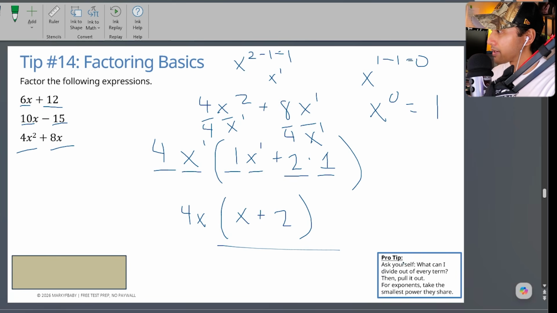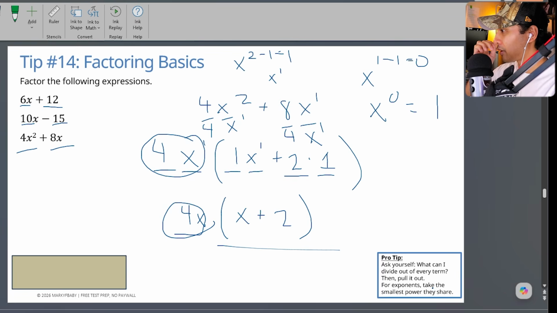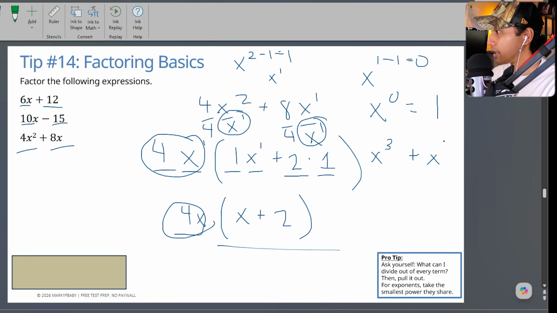Okay, the pro tip is ask yourself, what can I divide out of every term? Then pull it out. And we pulled it out here. For exponents, take the smallest power they share. And in this case, it was the x, the lowest one. If you have an x to the third plus x squared, then you would divide by x squared.